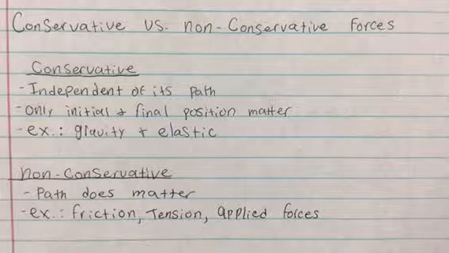For conservative forces, the work done by it is independent of its path, so only the initial and final position matter, while for non-conservative forces, the path does matter. Some examples of conservative forces are gravity and elastic, while some non-conservative forces are applied force, tension, and friction.